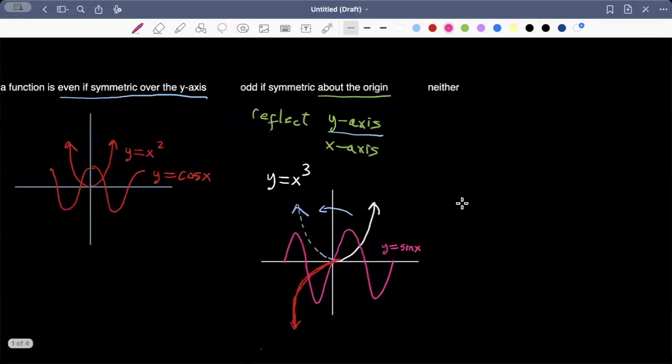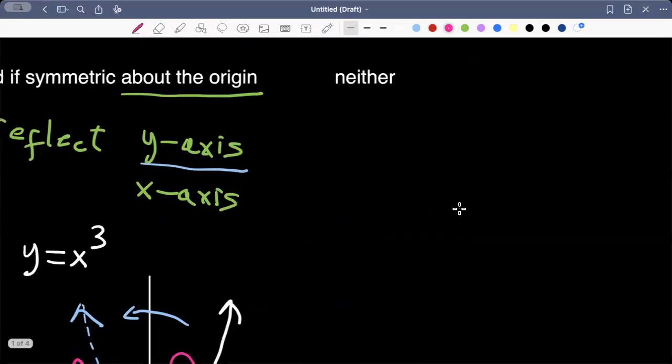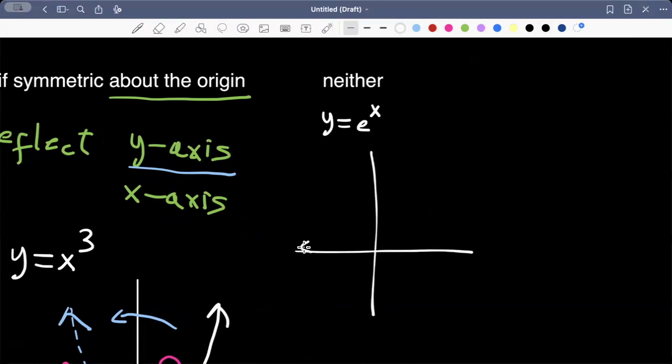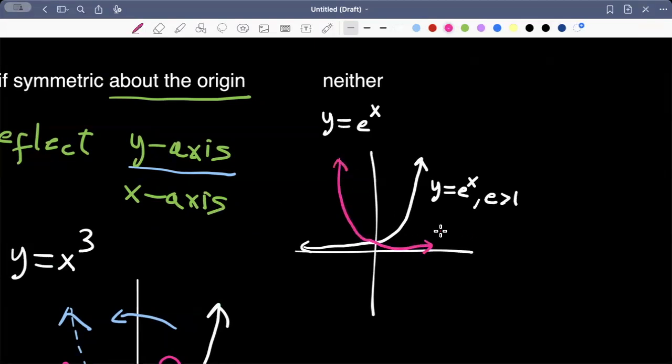Then we have functions that are neither. These functions are still important in mathematics, even though they don't have any reflections. Y equals e to the x, or any exponential function, would be neither. These exponential growth or exponential decay functions don't have any symmetry. Here's y equals e to the x. With the base e greater than 1, it's exponential growth. But if I had exponential decay with the base less than 1, it still wouldn't have any symmetry.